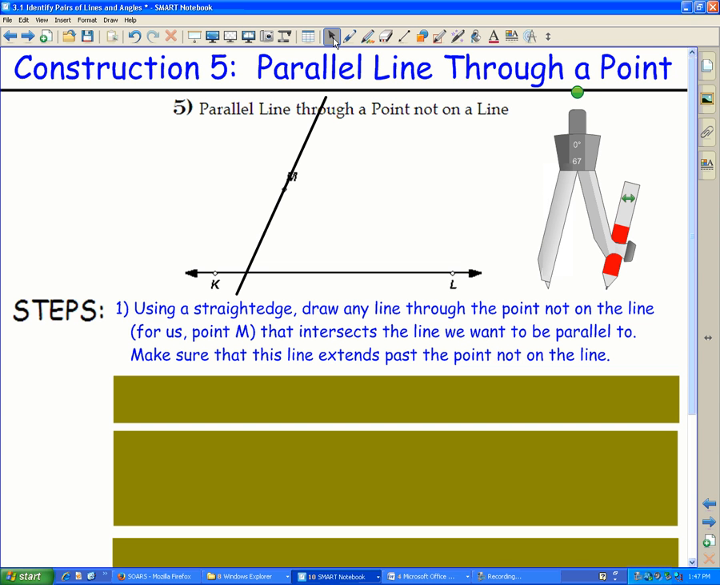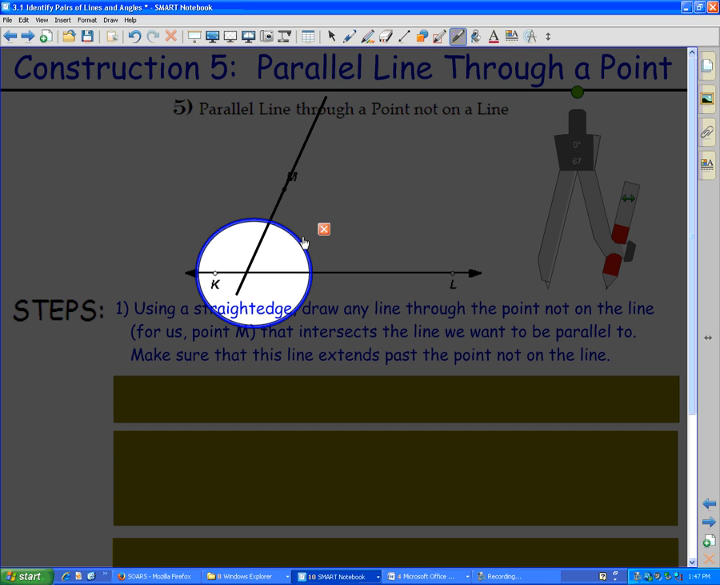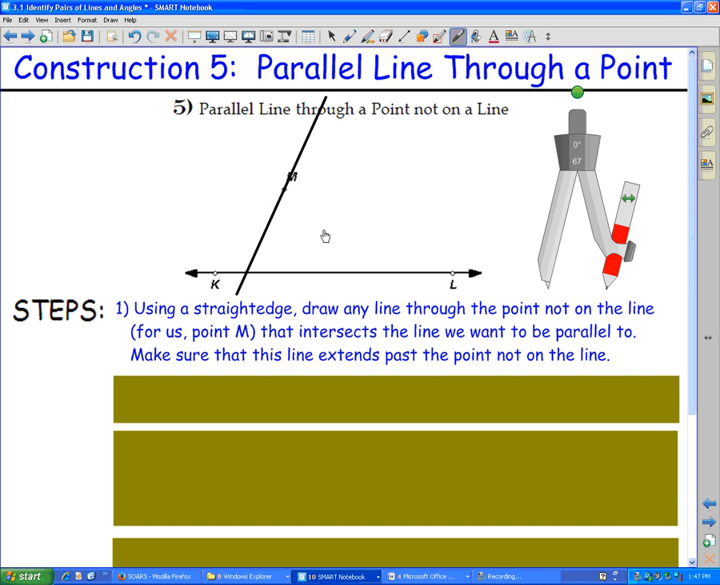That's step one. What we've done, though, is we've created an angle. We didn't have an angle before, and now that I have two lines crossing right here, I've created an angle. And that's really what the rest of this construction is all about, using that angle to our advantage. What is the next step of this process?